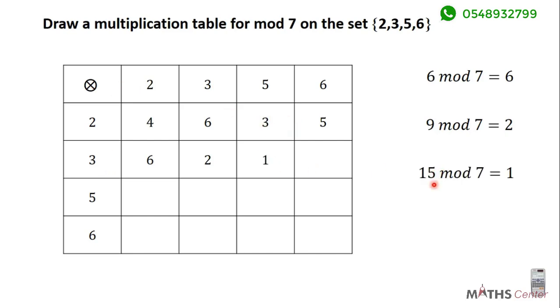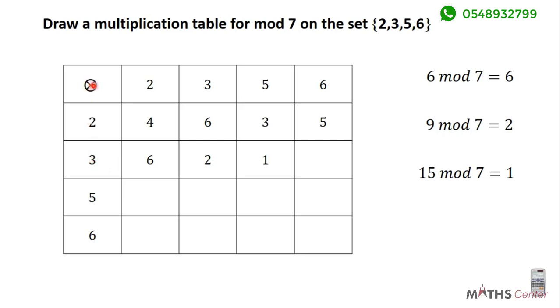3 times 5 is 15. 15 mod 7 is 1. 15 is bigger than the modulus, which is 7. So you can use the trick that I showed you in the previous video to find 15 mod 7. You subtract 7 from 15. 15 minus 7 will give us 8. 8 is still bigger than the modulus, which is 7. So you subtract 7 from 8 again. 8 minus 7 will give us 1. So 15 mod 7 is 1.